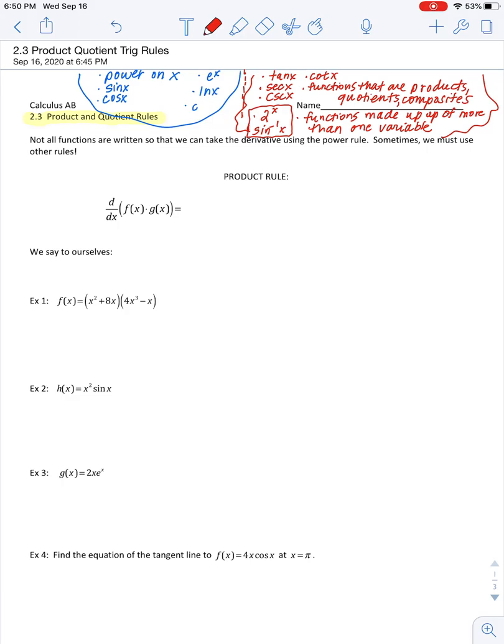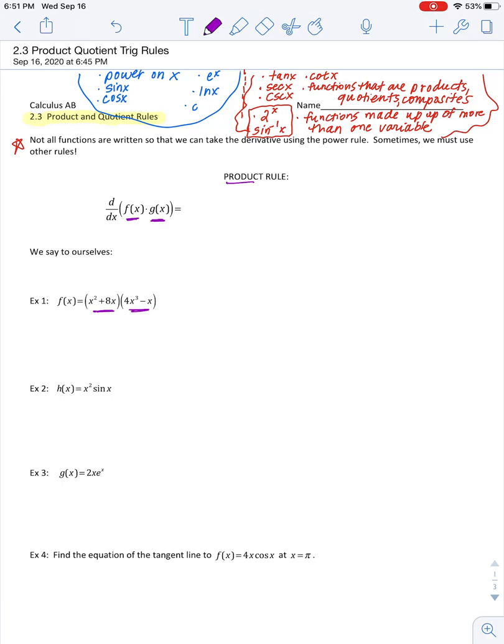So as you can see, it's written here. Not all functions are written so that we can take the derivative using the power rule. Sometimes we have to use the other rules. So this rule is called product because you have one function f multiplied by a second function g. So if you look at example 1, here's f and here's g. We could FOIL this out and then take the derivative of each term individually, but we have the product rule, so we want to avoid that.